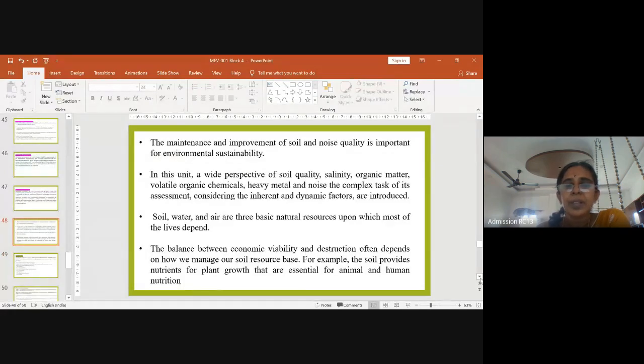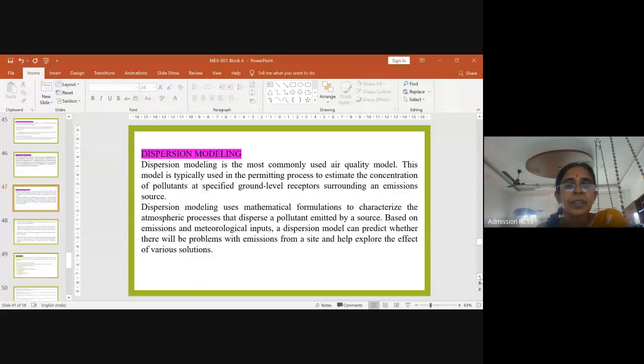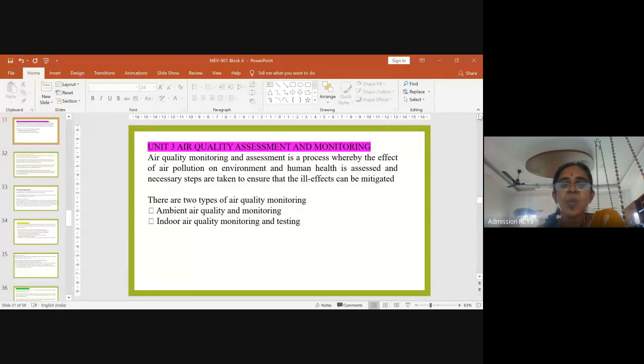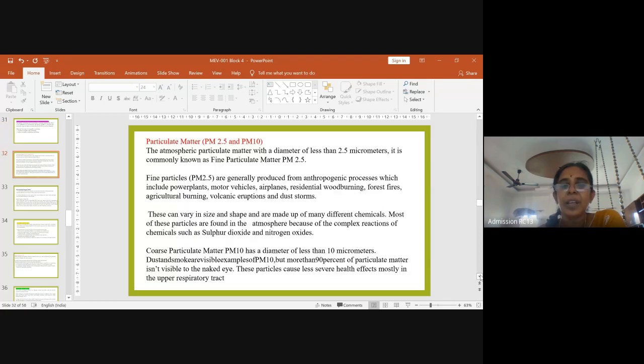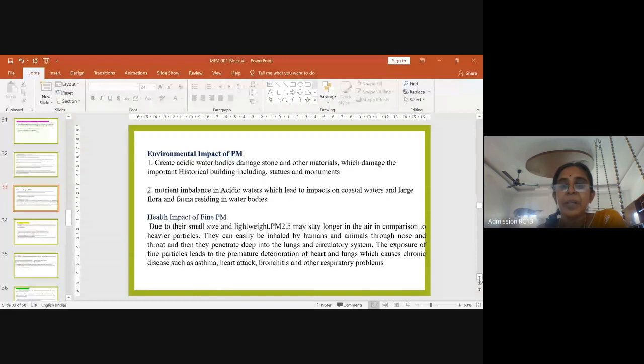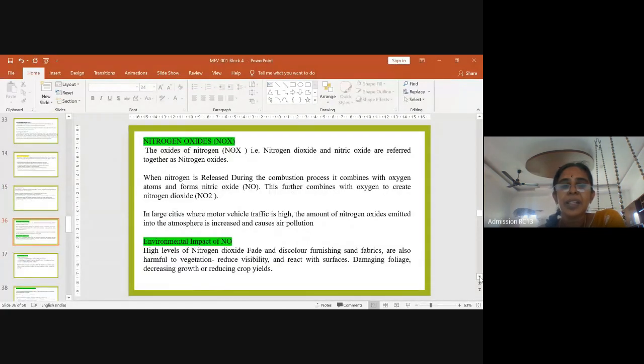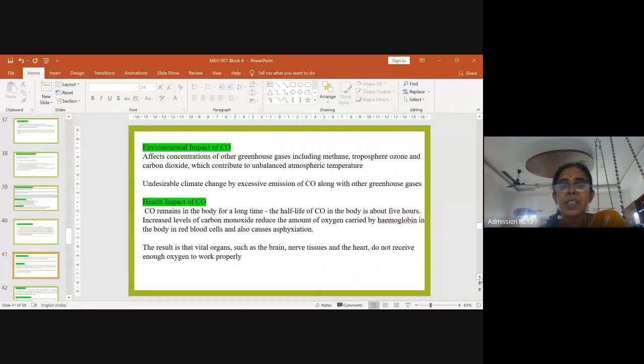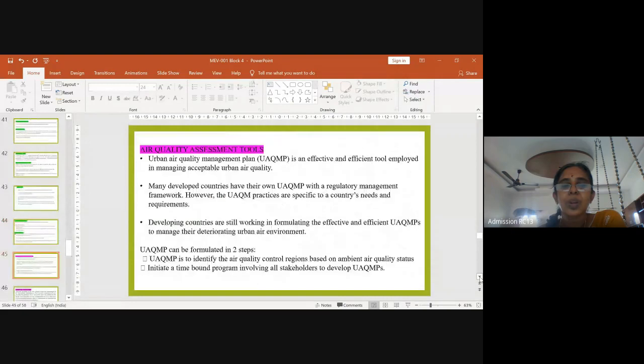So this is about the third unit, that is air quality assessment and monitoring. Air quality monitoring is of two types: ambient air quality monitoring and indoor air quality monitoring. So you have different air pollutants, like particulate matter, the environmental impact of these pollutants, health impact of these pollutants, particulate matter, sulfur oxide, nitrogen oxide. Then you have the volatile organic compounds, carbon monoxide. Then you have ammonia, ozone, and the air quality assessment tools. All this we have discussed in the third unit.